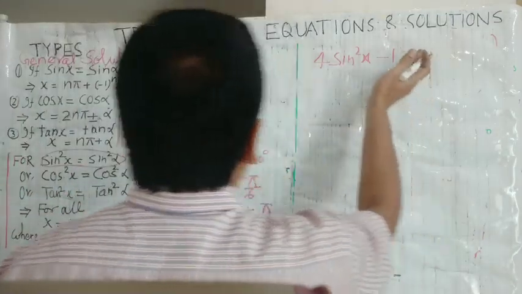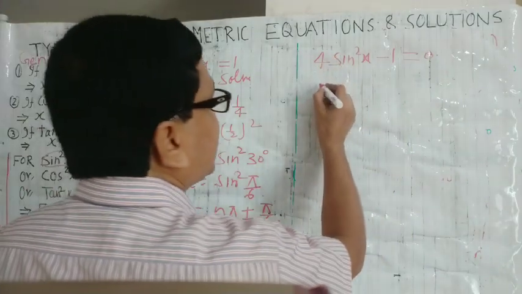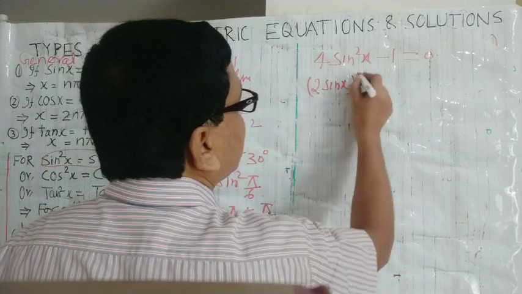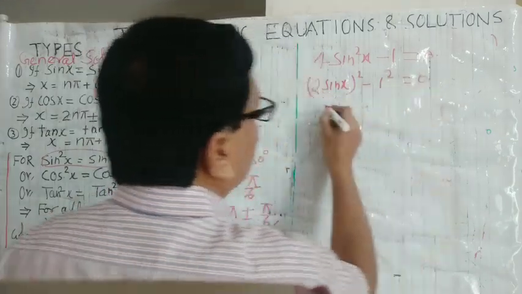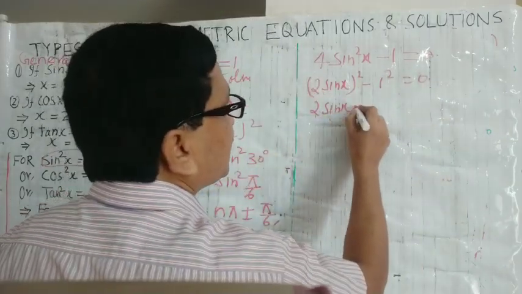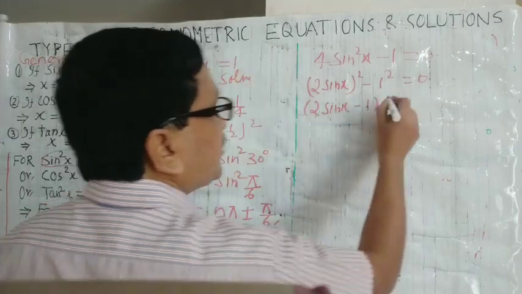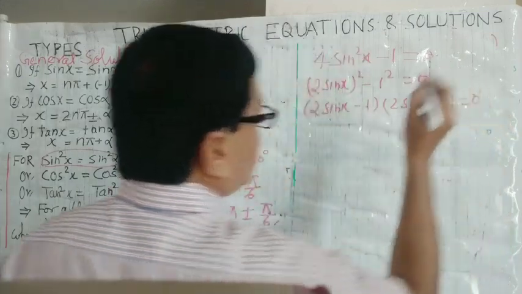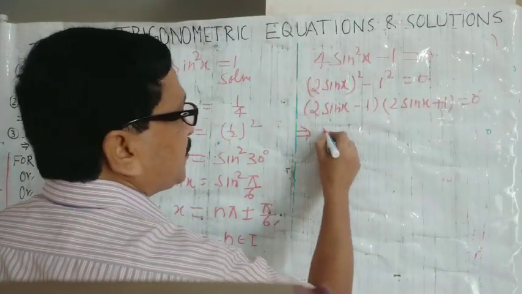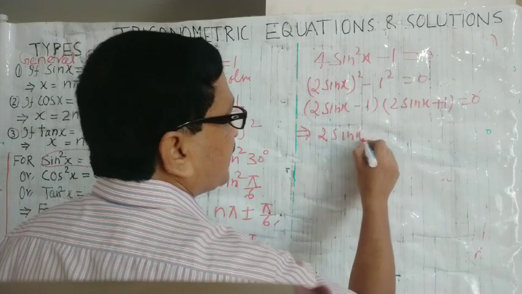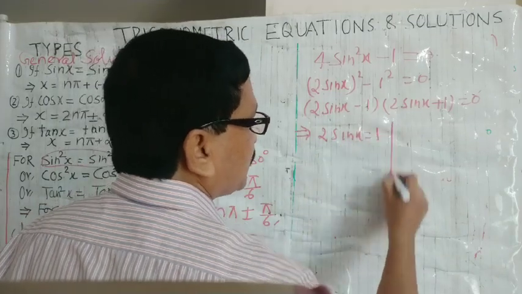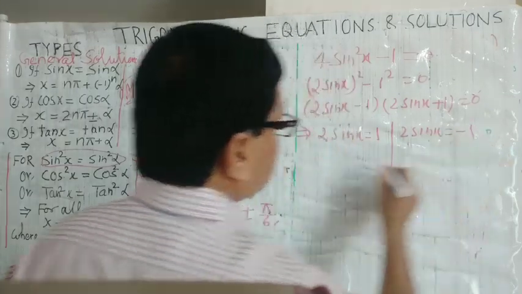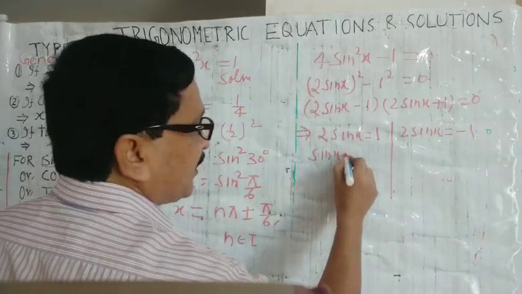Just see, carry minus 1 to this side. Now factorize this. 2 sine x whole square minus 1 whole square is 0. So 2 sine x minus 1, a plus b into a minus b, equals 0. So it means 2 sine x is equal to 1, two answers. And 2 sine x minus 1. So sine x is equal to 1 by 2.